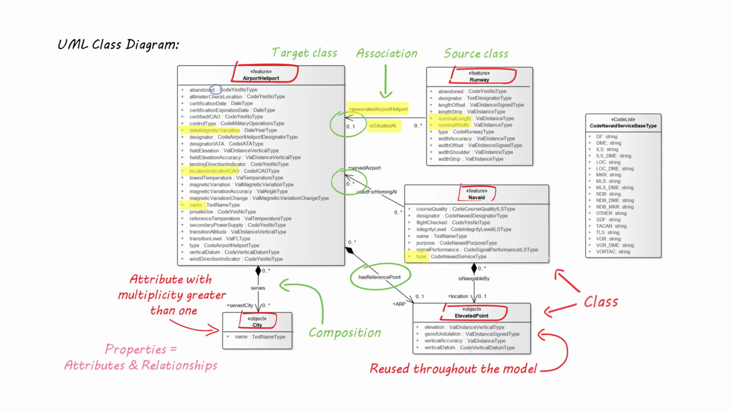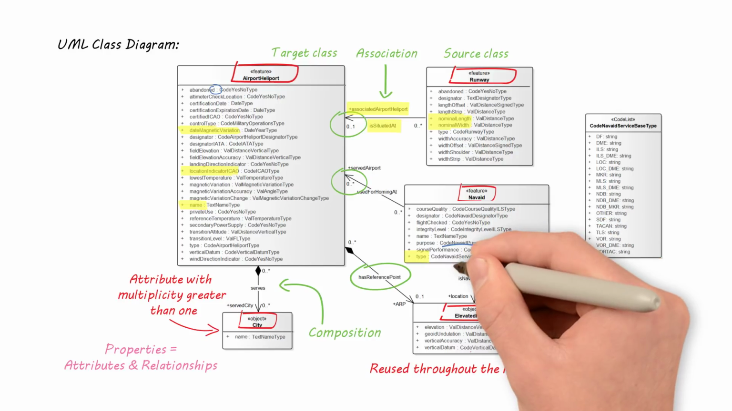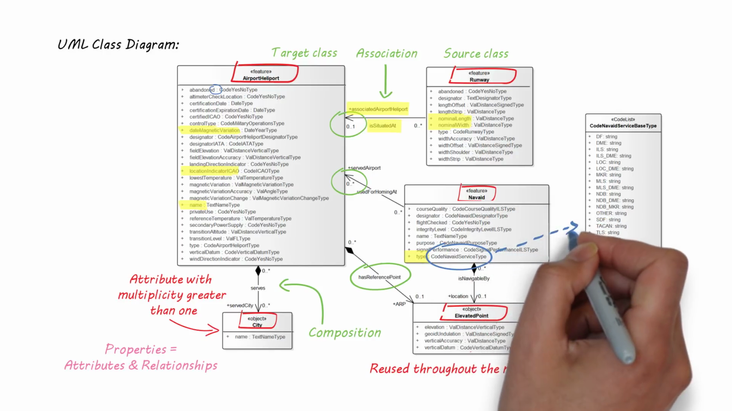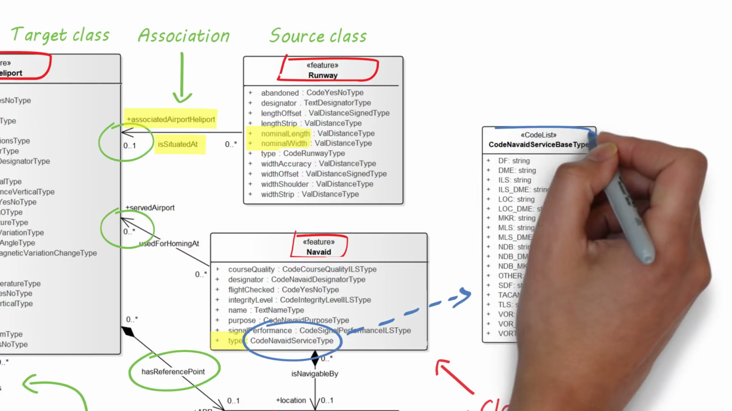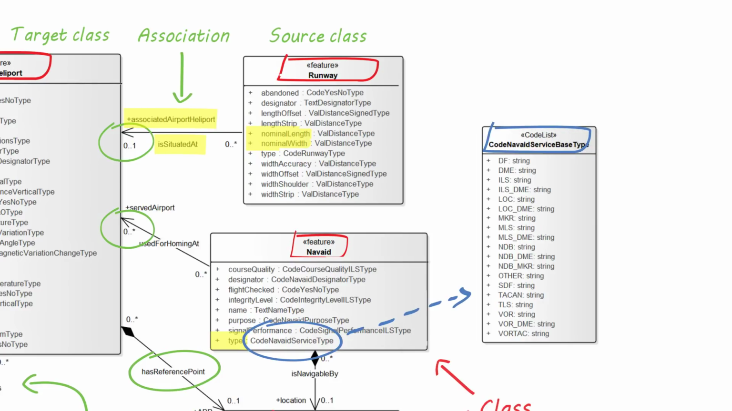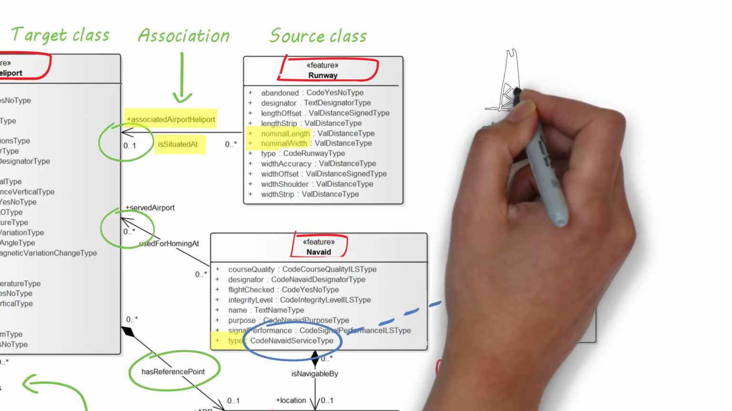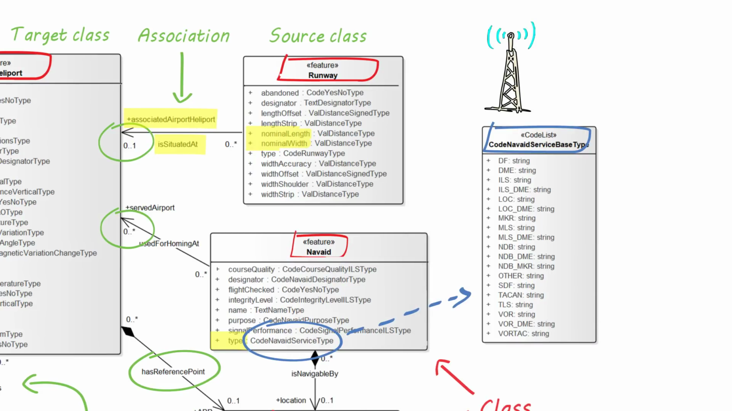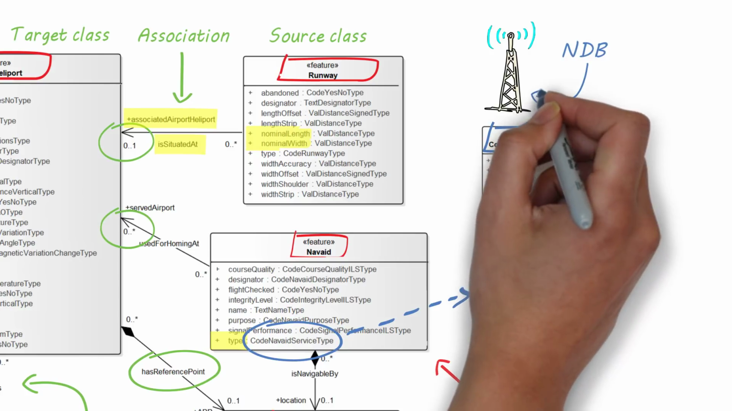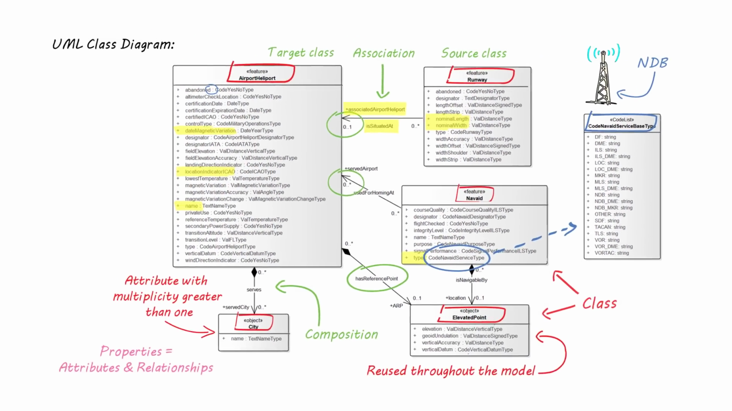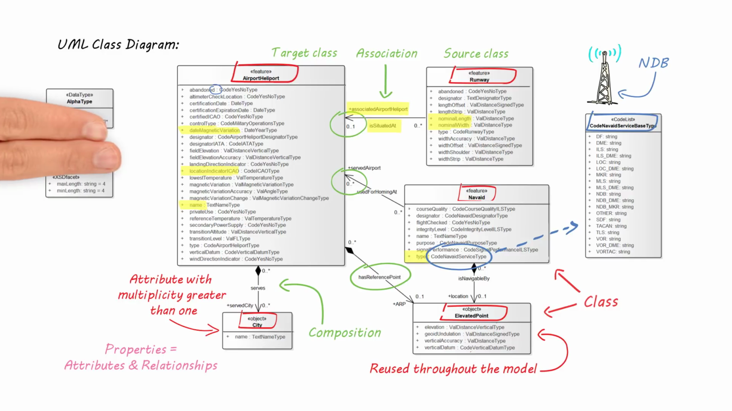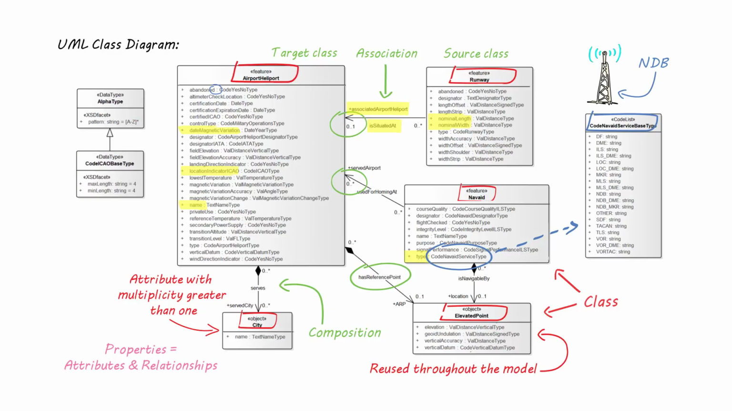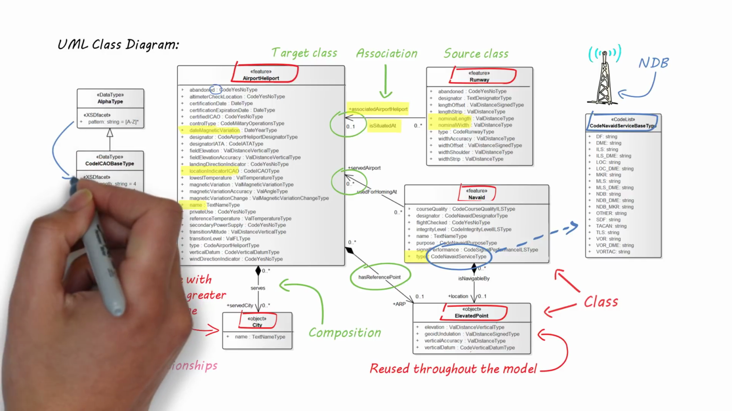In UML they call it a code list. For example, the attribute type of the navaid feature has the assigned code list named CodeNavaidServiceType. This code list contains the allowable values that can be used for coding the type of a navaid. For example, ILS, NDB, or VORDME. A data type may also specify a certain pattern. A pattern may be further limited by range of values.